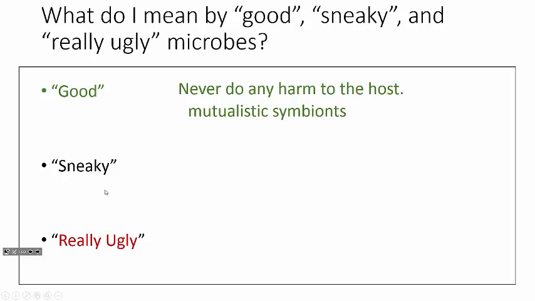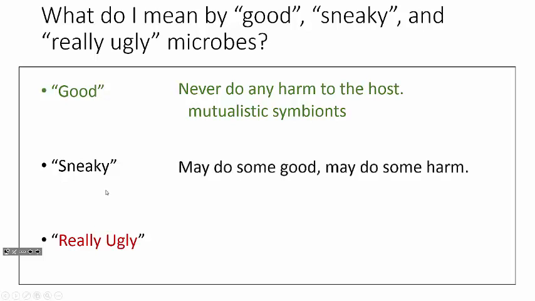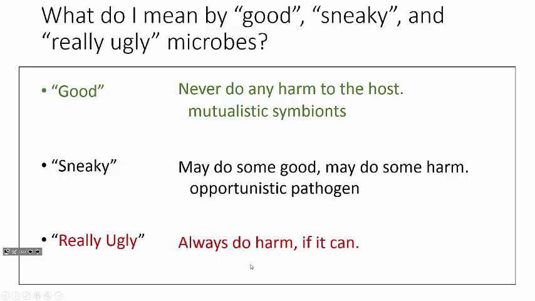So, sneaky, what do I mean by sneaky? These microbes may do some good, they may do some harm, it all depends upon the situation. And we call these microbes opportunistic pathogens. What is a pathogen? A pathogen is an organism that causes disease. So notice if you give it the opportunity, it will cause disease. And then, really ugly, they always do harm if they can. And we call these either true pathogens or just pathogens.